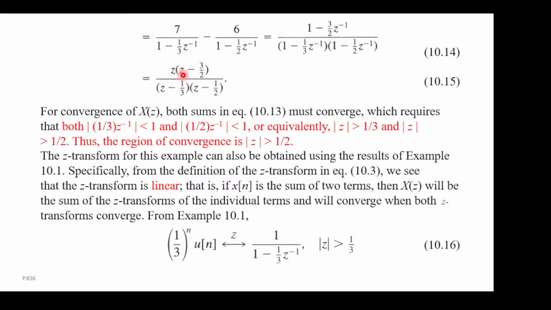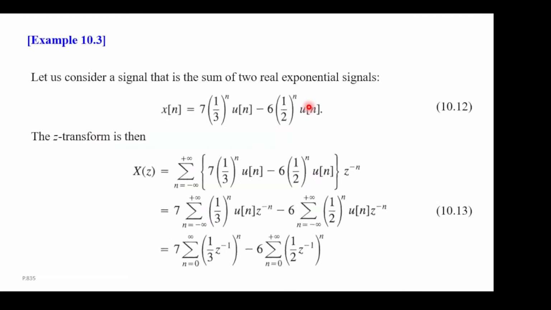So you see that there are two zeros and two poles. The poles are 1 over 3 and 1 over 2, and the zeros are 0 and 3 over 2.